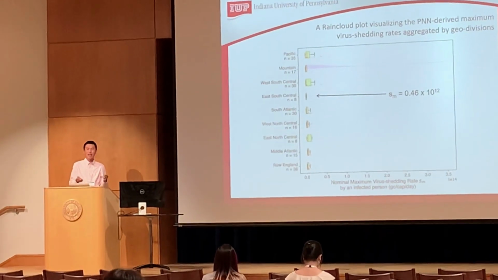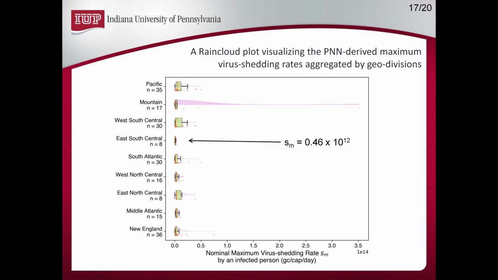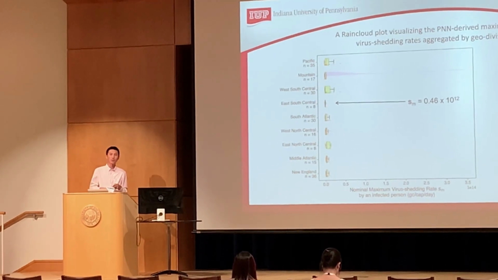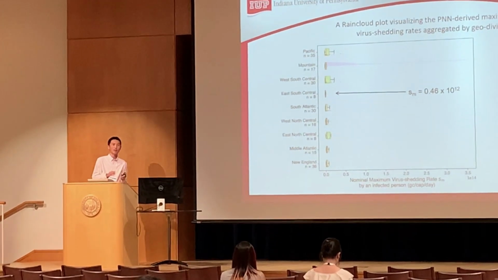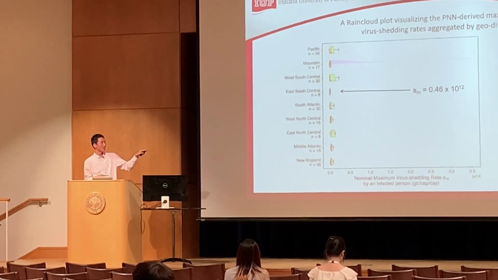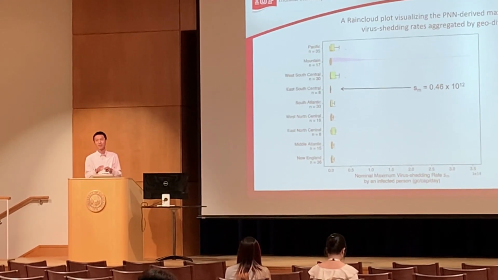And after we have gotten the converged cases, we can plot them out into 9 different geodivisions. And there are 2 important takeaways from here. First, remember I said earlier that the virus shedding can vary up to 9 orders of magnitude, but now we see that it's been reduced to 2 orders of magnitude. So that has been a big improvement.